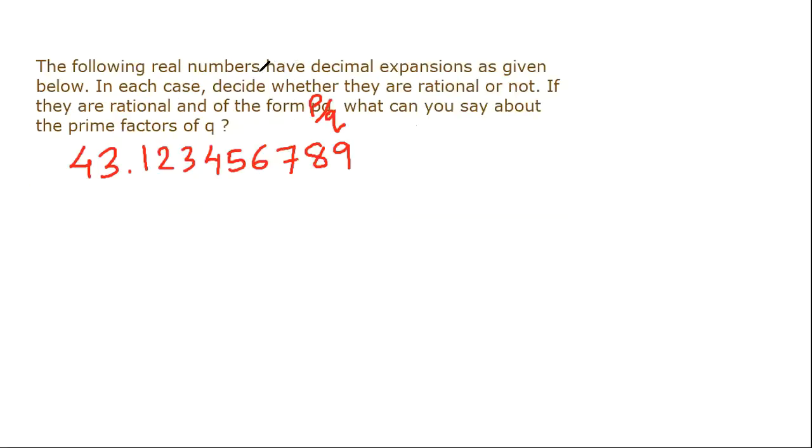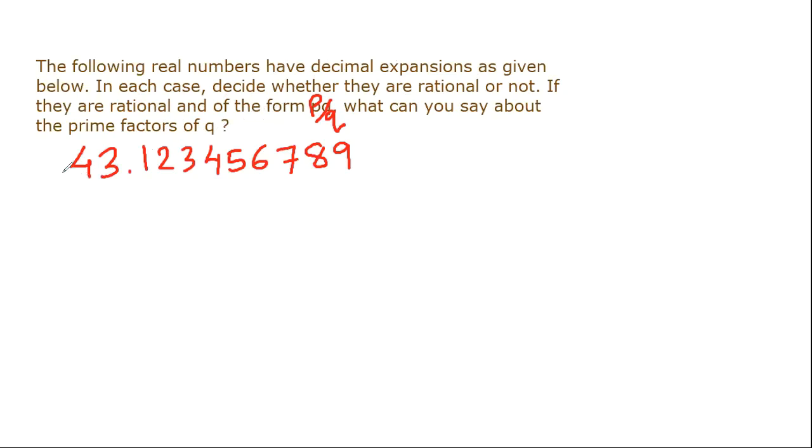Let's consider the next question. The following real numbers have the decimal expansions given below. In each case, decide whether they are rational or irrational. If they are rational and of the form p by q, what can you say about the prime factors of q?